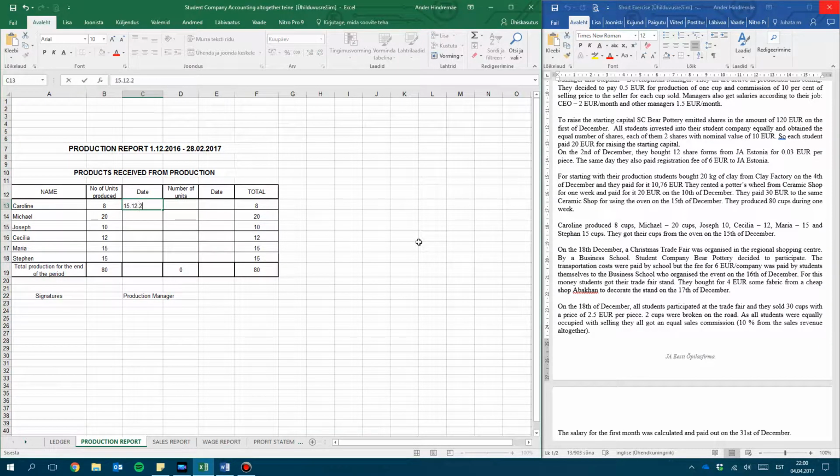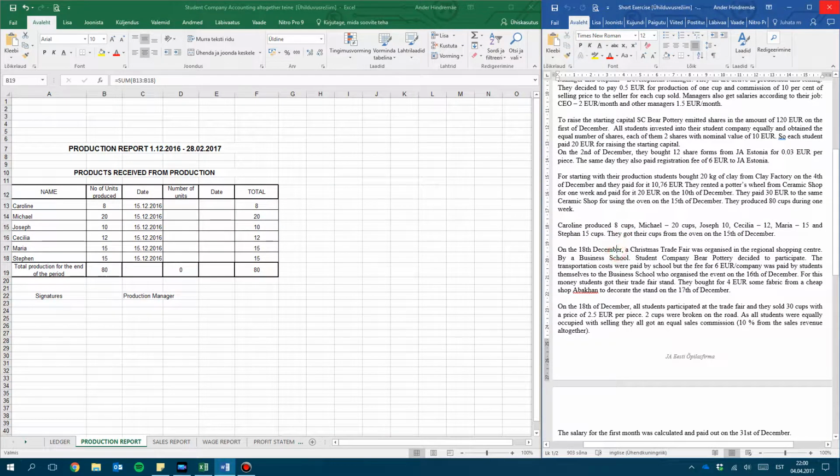And December 2016, I need to add it once more before I can copy it, otherwise Excel will start to add one day to the date. And there it is. Together they produced 80 cups, as it said here. Excel has already calculated it for me as well. We don't have to include it in the ledger because no money transaction goes with the production right now.